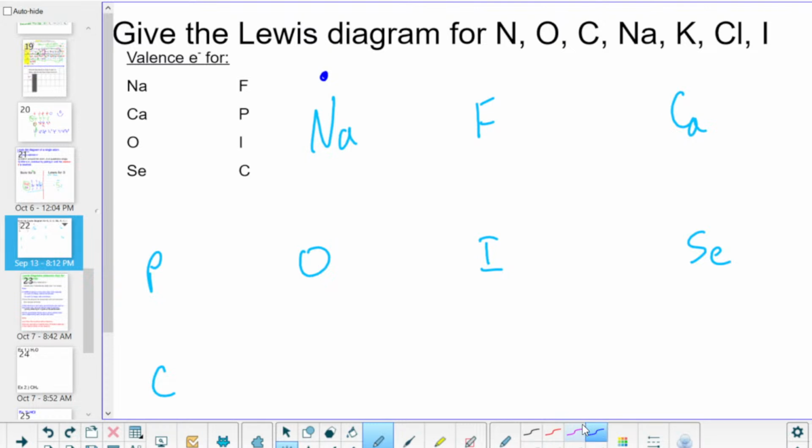Zachary, what would fluorine look like? 2 up top, 2 on the right, 2 on the bottom, and 1 to the left. Excellent. Timmy, what would calcium look like? We're doing that one. Looking on the board here, how many valence electrons does calcium have? 2. So how would you put them on? Go on the top and to the right. Yeah, there you go. Done.